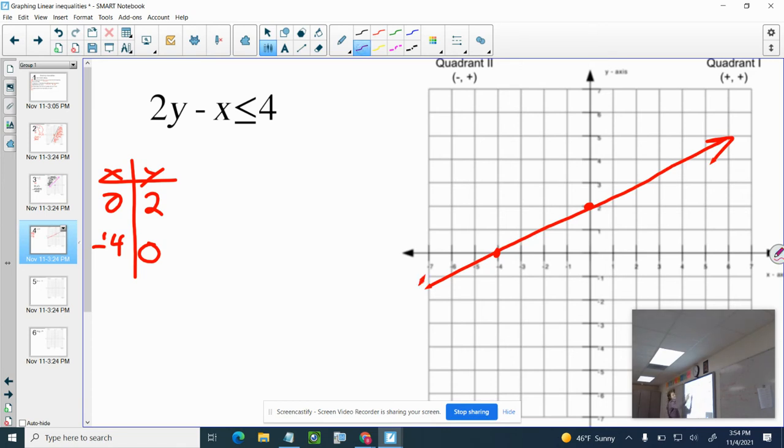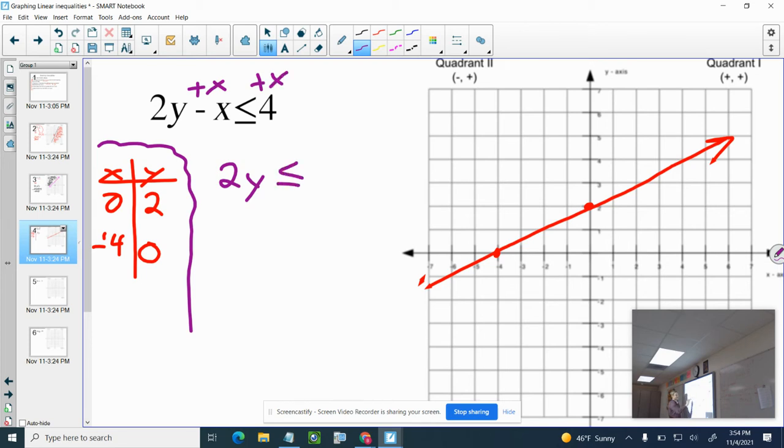Okay. And then I would use a point and figure out the shading. Now, we don't necessarily always want to do this. Rearranging can be very helpful. It makes it the same problem every time. So I'm going to rearrange. The first thing I do if I'm rearranging is I get rid of my x. So I add x to both sides.